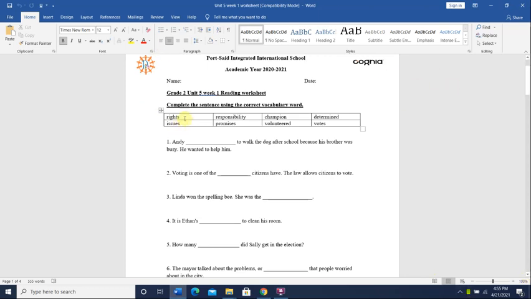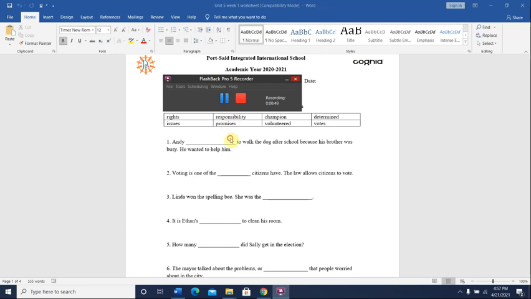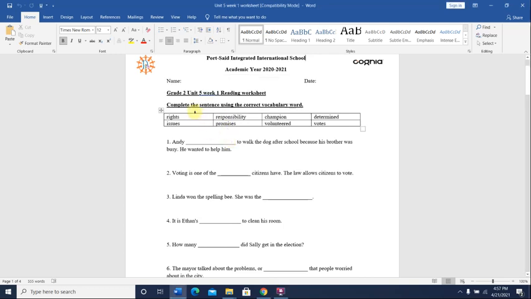The first word here is rights. Rights means something that you have permission to do by law. As you know, the word law means the rules that we have in our government. Each citizen has certain rights given by the government or given by law. So the first word, as we said, is rights. Rights means something that a citizen or a person has permission to do.